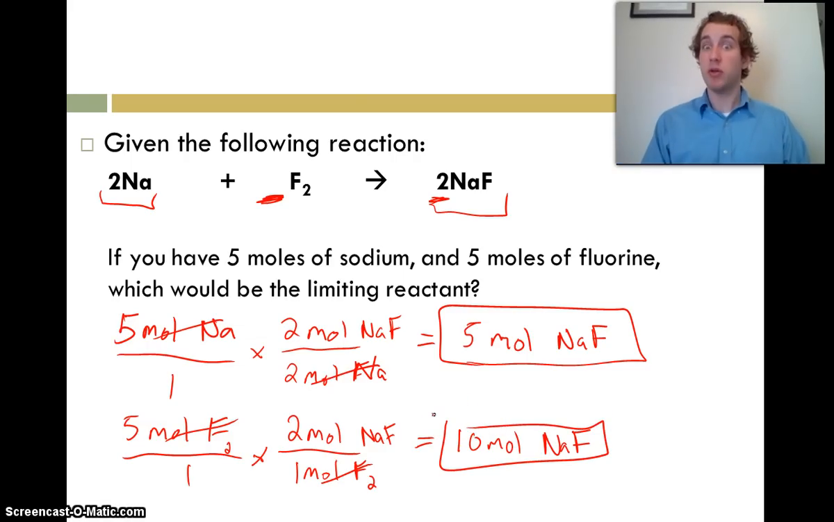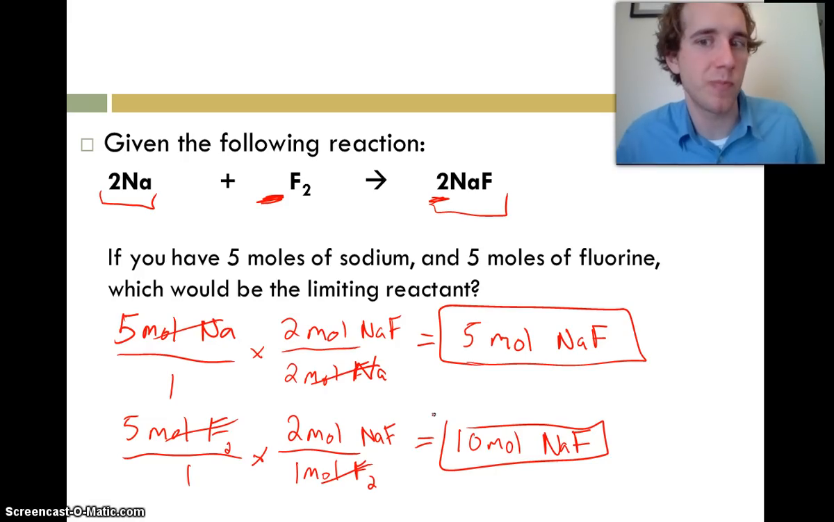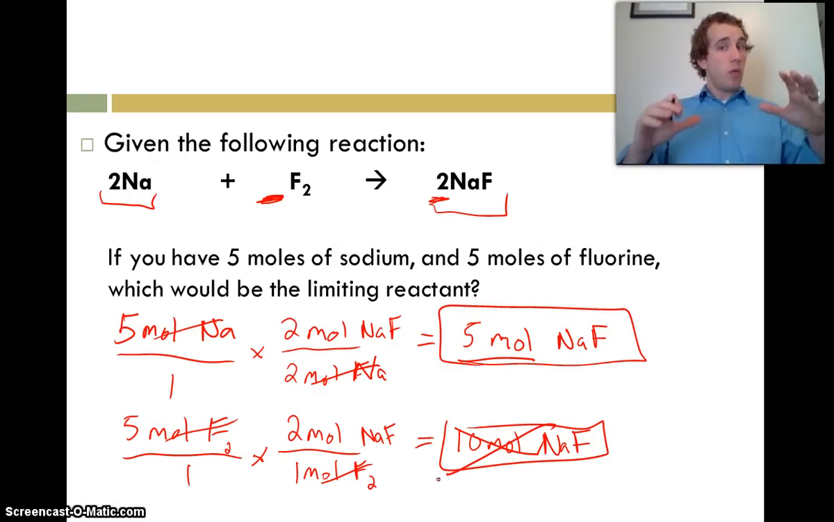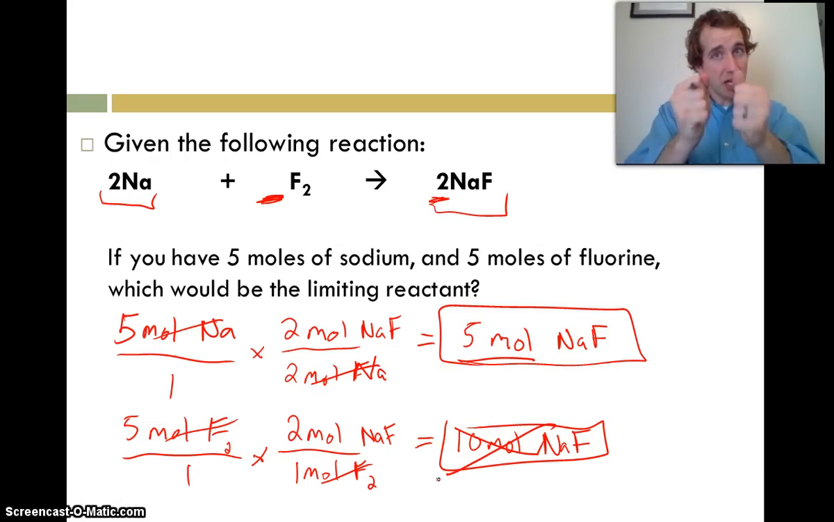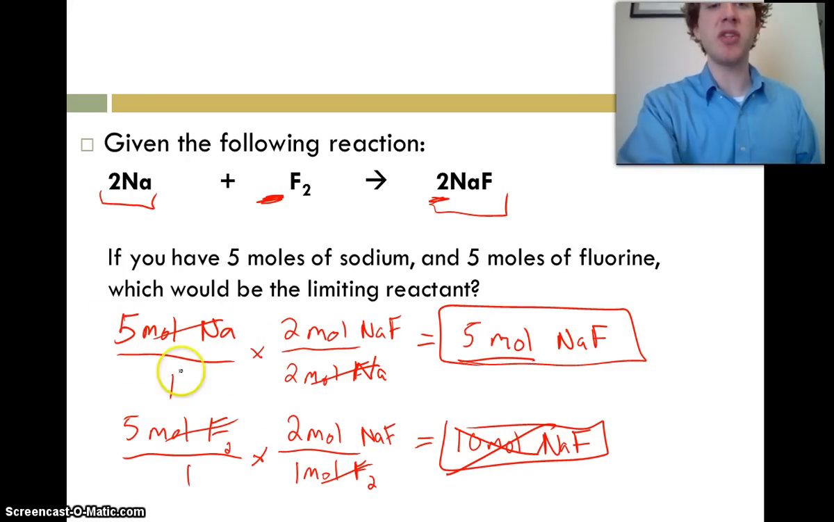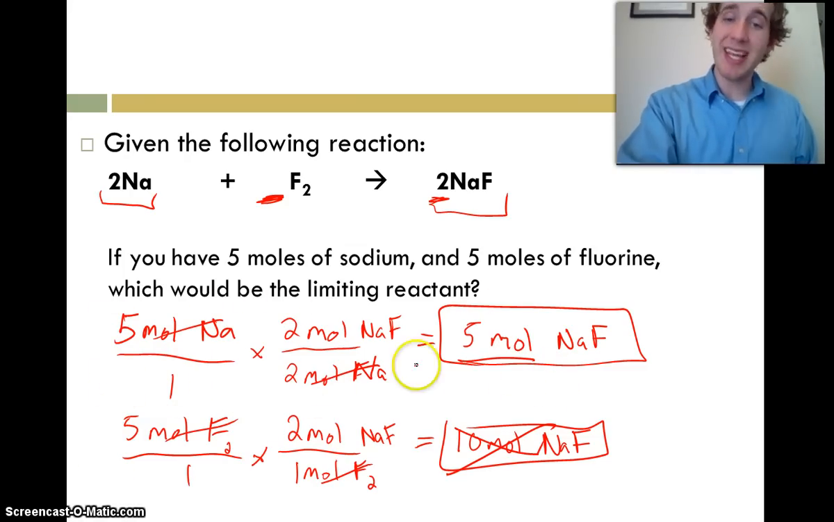Well, okay, one of these things is not like the other. One of these things just doesn't belong. Which amount is smaller? Well, it's the 5 moles. 10 is more. Now, when we have a reaction, we need to have both substances. So what we can say is, if all 5 moles of the sodium react, it can make 5 moles. If all 5 moles of the fluorine react, it can make 10 moles.